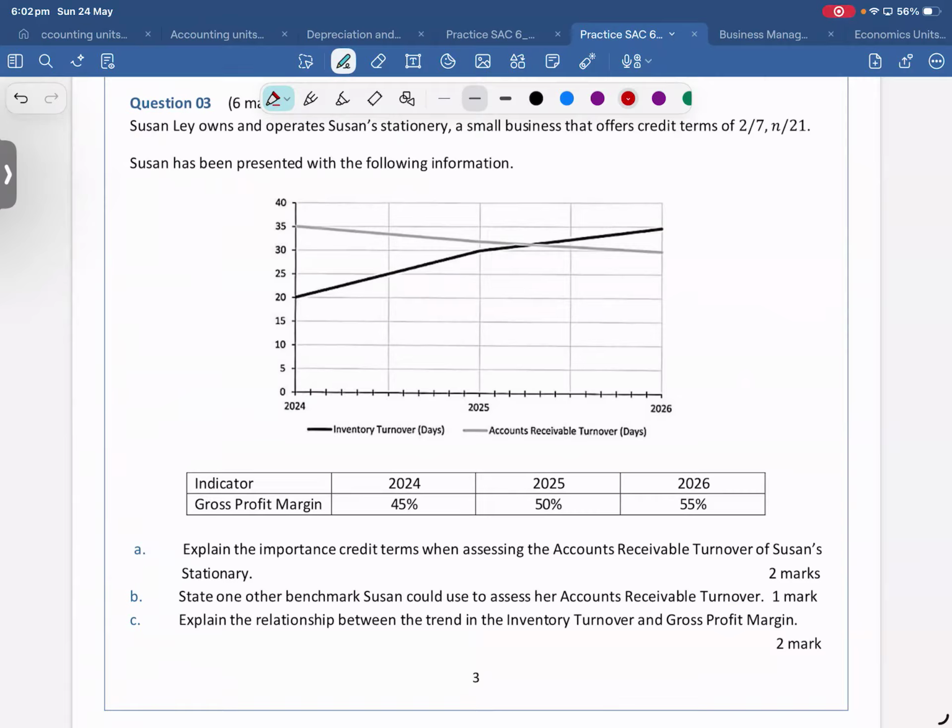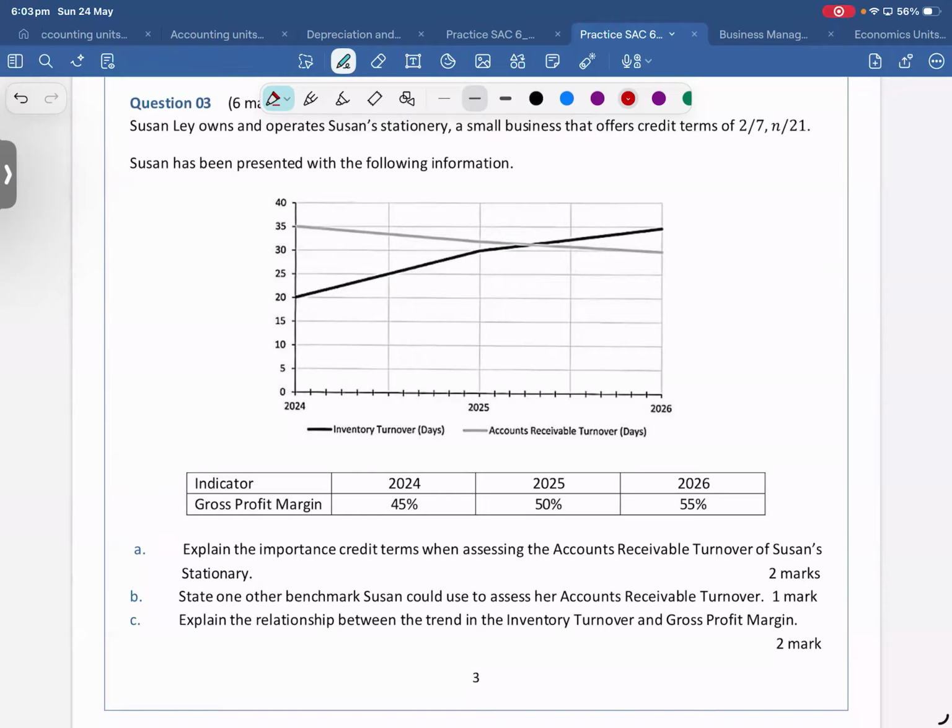Last one. Relationship between the trend in the inventory turnover and GPM, gross profit margin. What is gross profit margin, guys? Revenues minus cost of goods sold is the gross profit. Gross profit margin is gross profit over net sales.